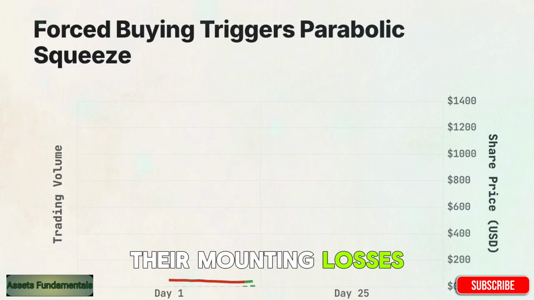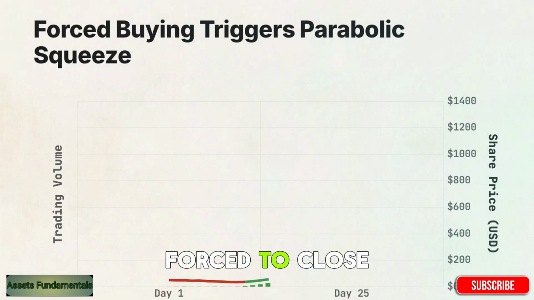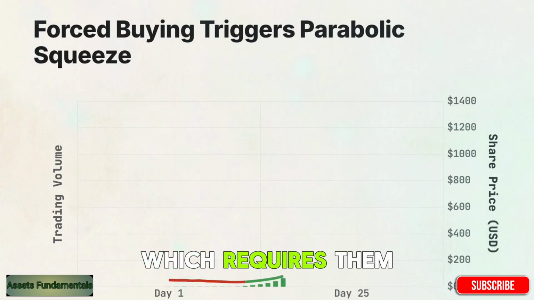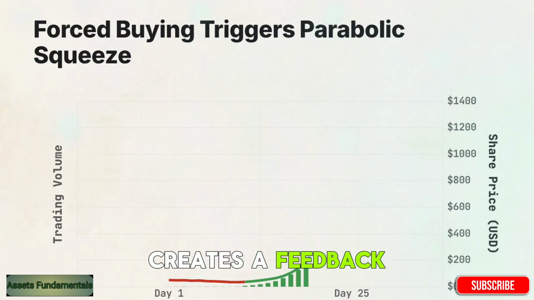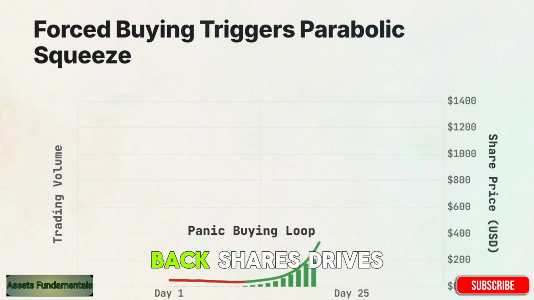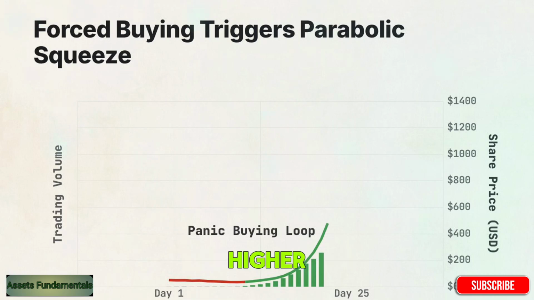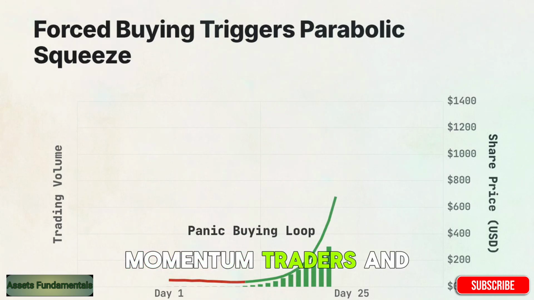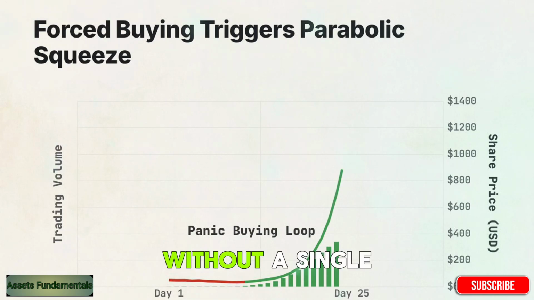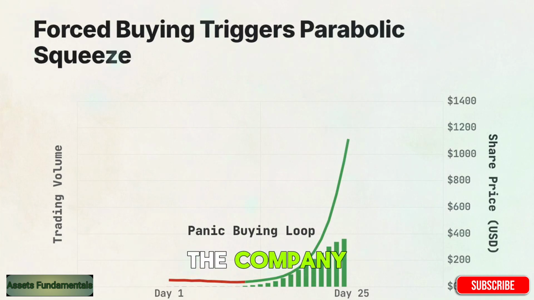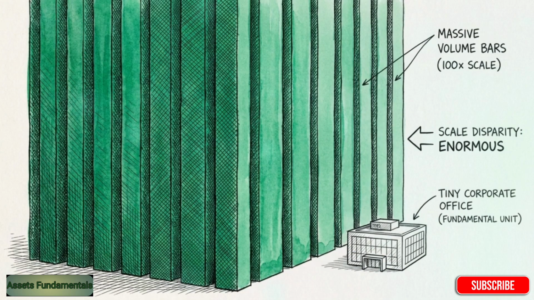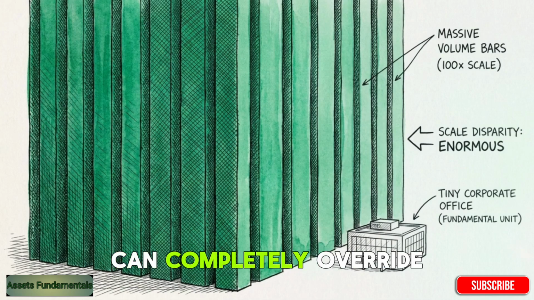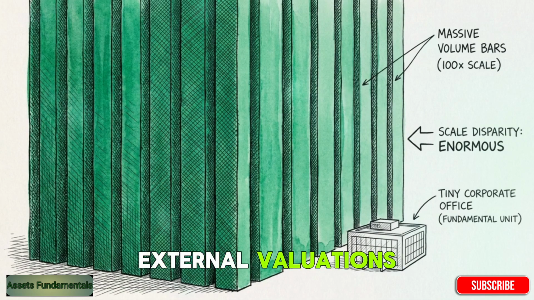To cut their mounting losses, they are mathematically forced to close their positions, which requires them to buy back the shares. This forced purchasing creates a feedback loop. Short sellers buying back shares drives the price even higher, dragging in more momentum traders and causing a vertical spike without a single fundamental change to the company. A short squeeze demonstrates that under specific conditions, liquidity and raw mechanics can completely override external valuations.